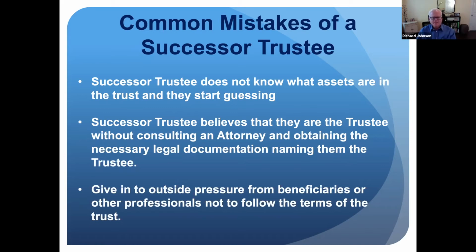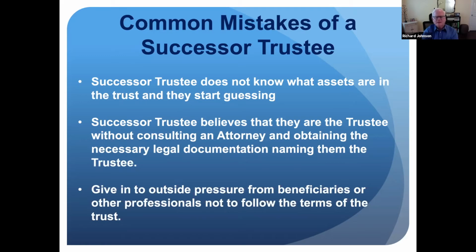Another mistake people make is that they give in to outside pressure from the beneficiaries not to follow the terms of the trust. We see this all the time. We recommend that when somebody inherits property, they inherit it in trust. Now, if we get it in trust, that means that our creditors can't get it. If we get a divorce, our ex-spouse can't get it. If we file bankruptcy, the bankruptcy court can't get it. So it's going to be asset protected.